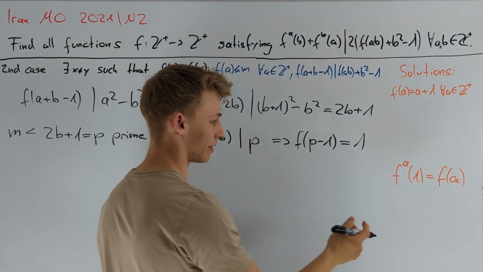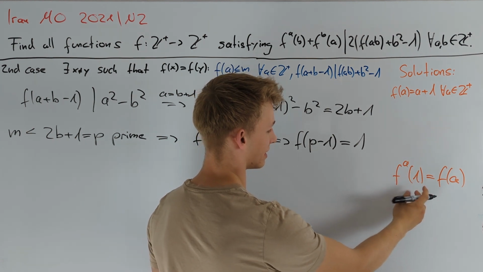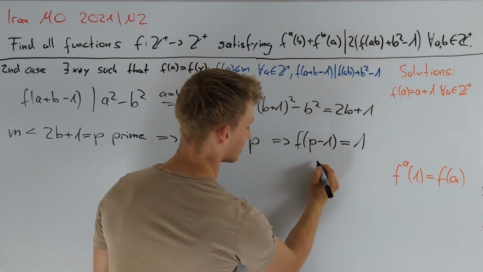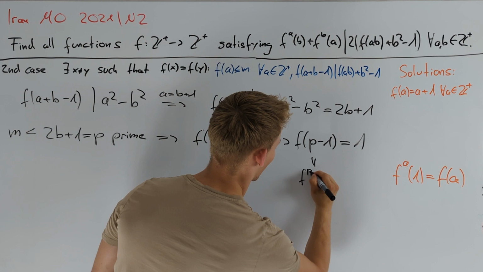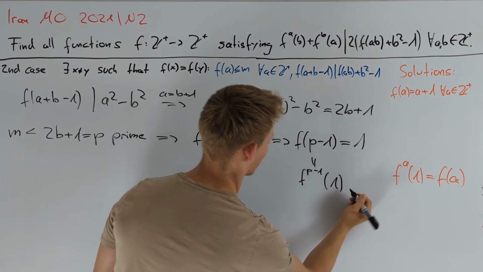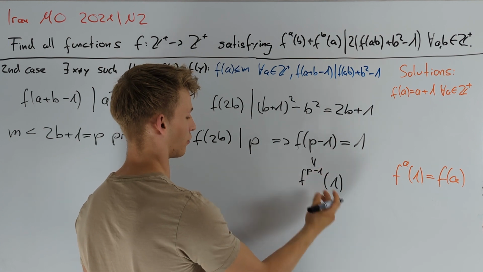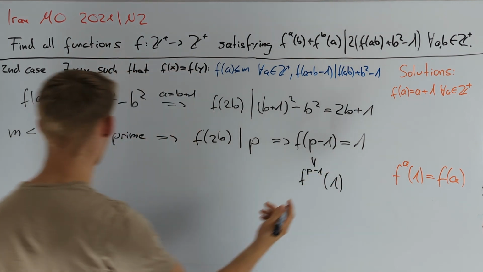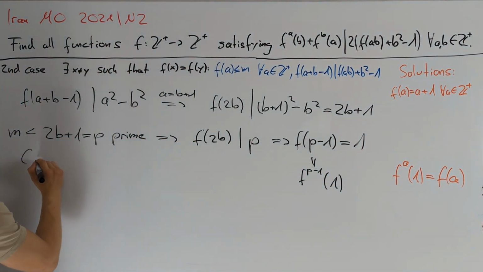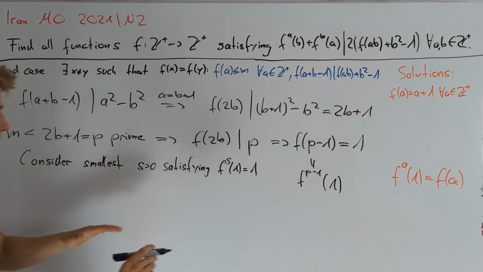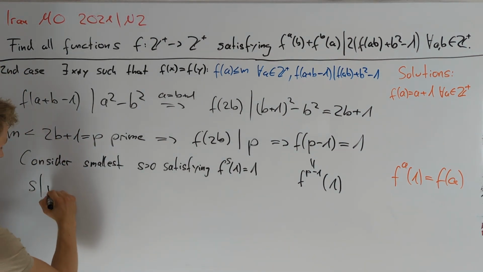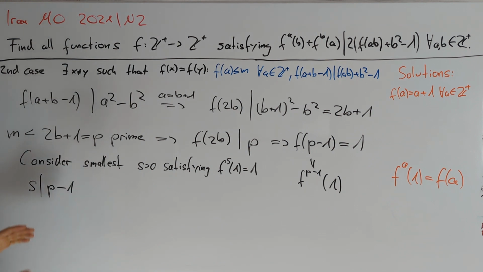Remember that we figured out that f to the power of a of 1 is equal to f of a. Therefore, this is equal to f to the power of p minus 1 of 1. This means that we can find an integer s such that f to the power of s of 1 is equal to 1. Therefore, we are motivated to consider the smallest such s. Hence, we know that s must divide p minus 1, and now we can use Dirichlet's theorem, which tells us that we can choose this prime number p to be congruent to minus 1 modulo s.